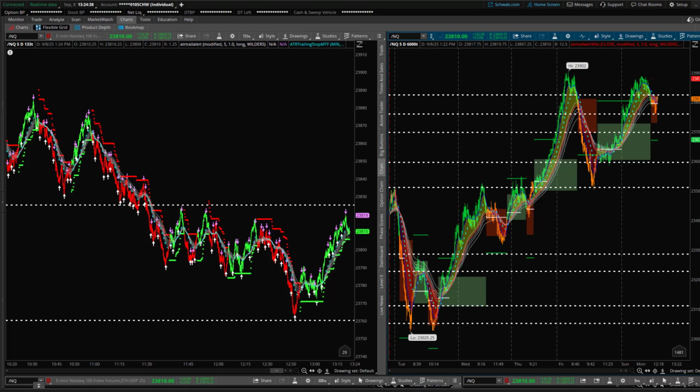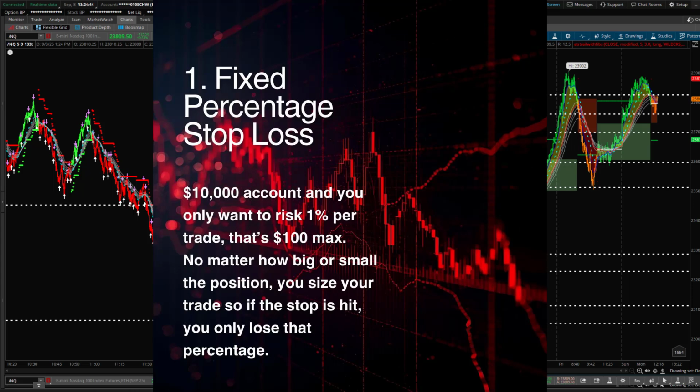So starting off, we're going to start off with the fixed percentage stop loss. This is when you set your risk as a percentage of your account size. Say your account size is $10,000 and you only want to risk 1% per trade. That's simply a $100 stop loss.